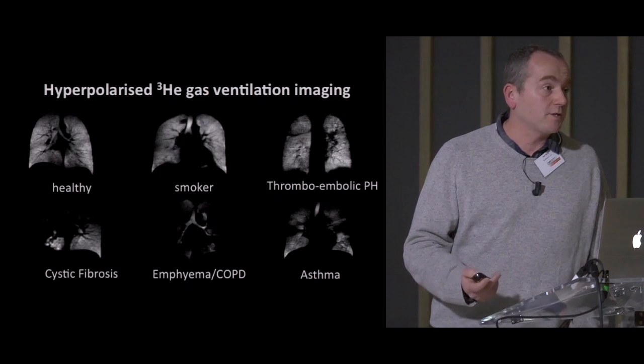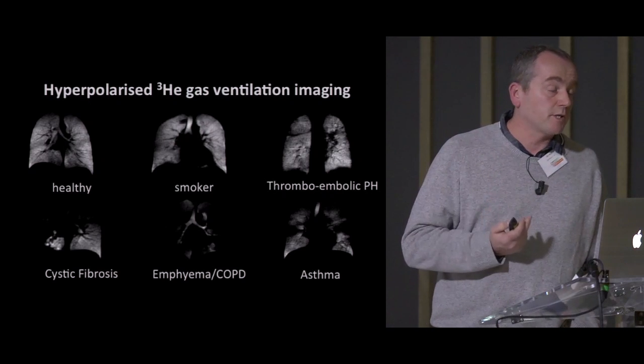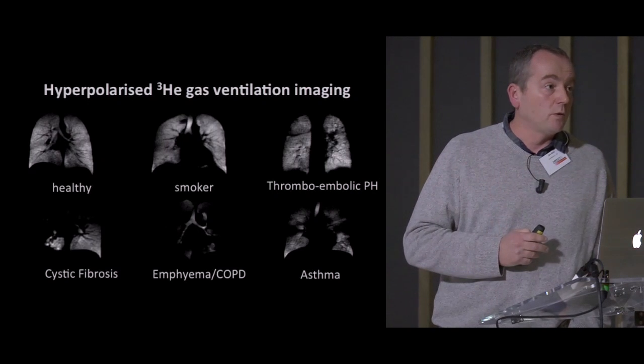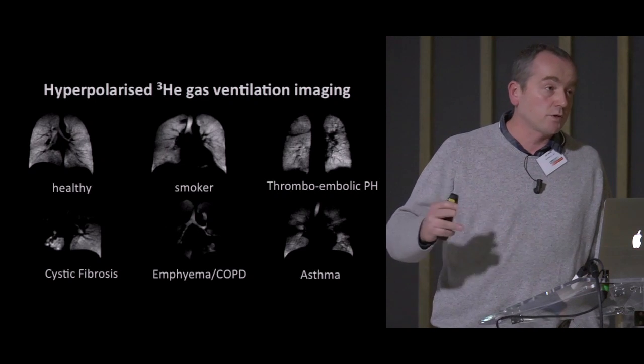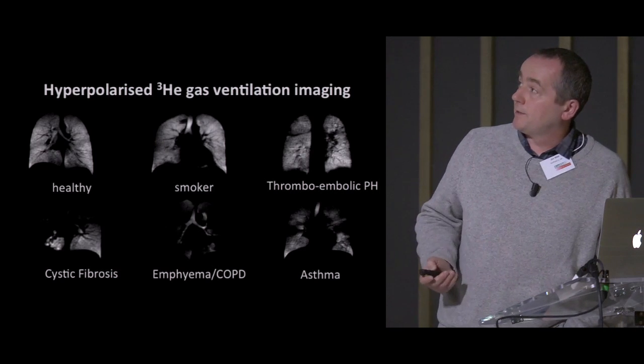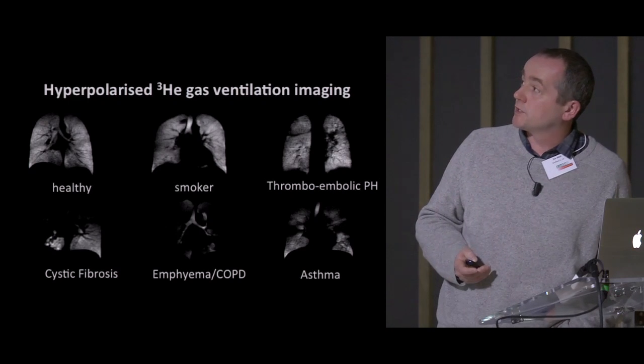With hyperpolarized gases, we can inhale the gas into the lungs. The gas is nuclear sensitive, so helium-3 and xenon-129 both have spin half. We can image them very much like a proton in terms of the MRI methodology. And the distribution of gas in the lungs gives us an immediate picture of lung ventilation.